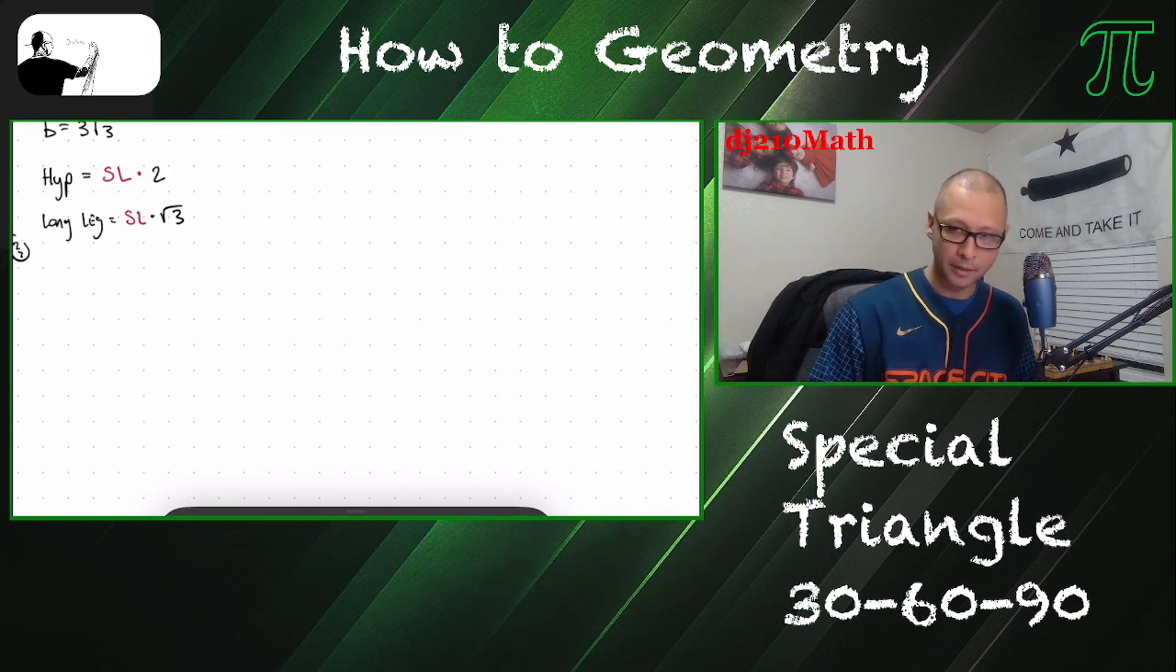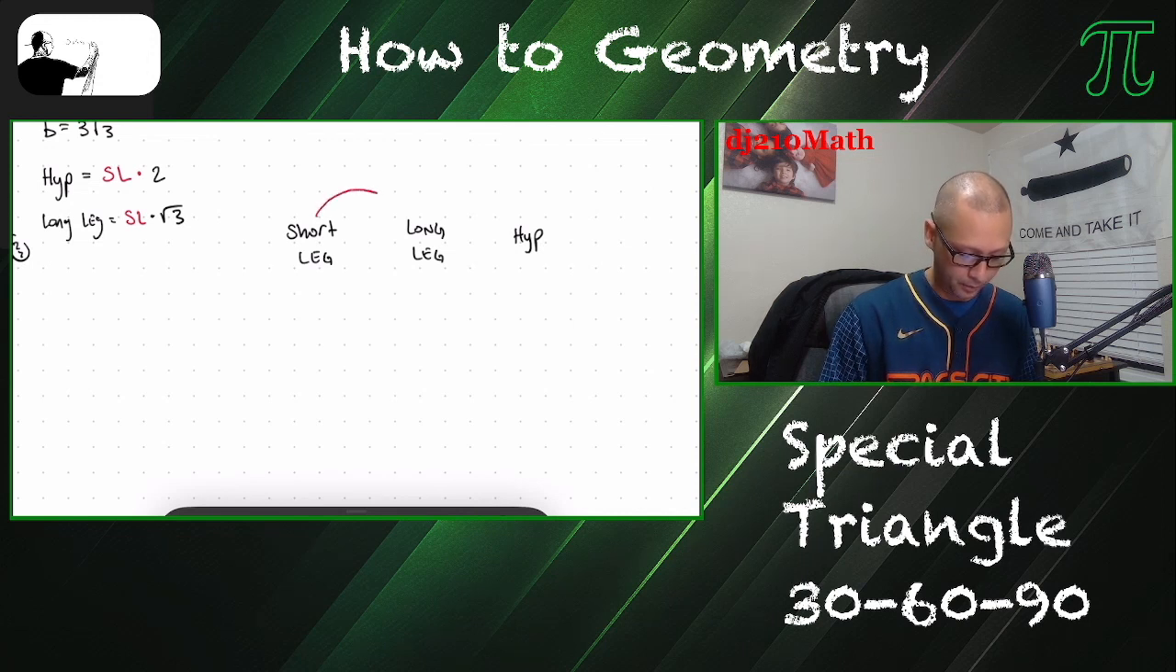Okay, so a good little diagram for figuring out the legs in a 30, 60, 90 triangle is as follows. If I have the short leg and I want the long leg, we're going to multiply the short leg by root 3.